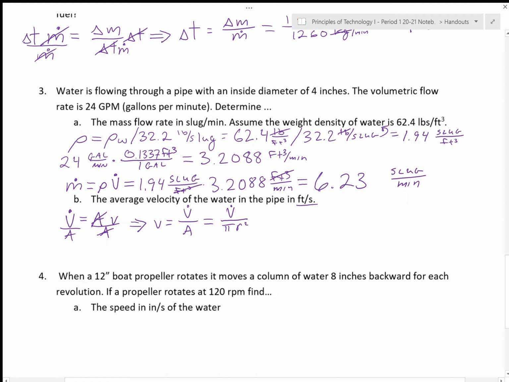We want the velocity to be in feet per second, so we need to have the radius of the pipe be in feet. We're given a diameter of 4 inches, so we need to divide that by 2 to get a radius of 2 inches. But to change it to feet, we need to divide that by 12 inches per foot.